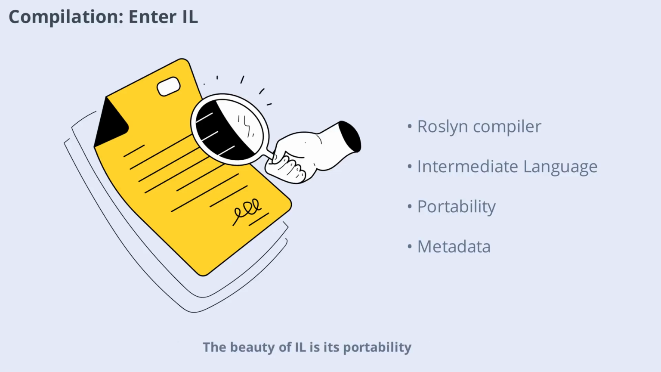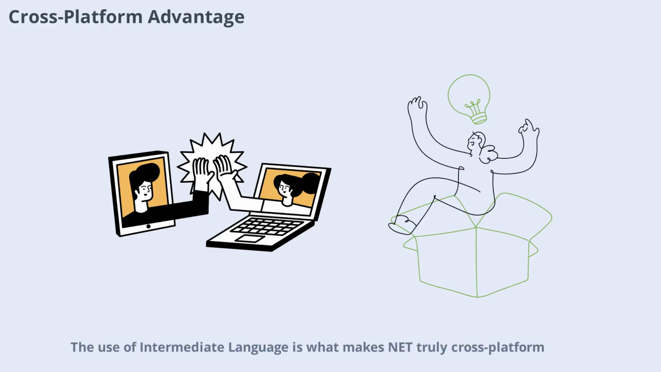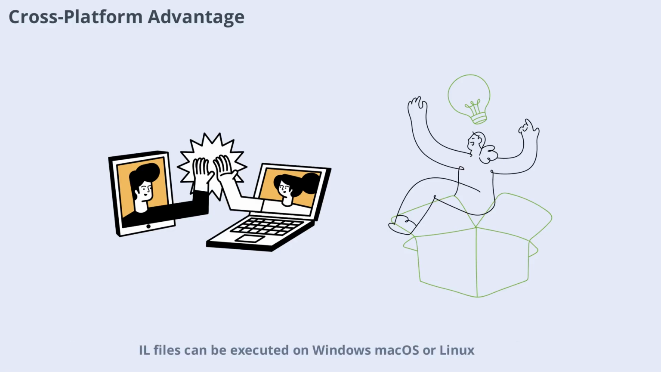The beauty of IL is its portability. The same file can run on many platforms without recompiling. Use of intermediate language is what makes .NET truly cross-platform. IL files can be executed on Windows, macOS, or Linux thanks to the architecture-neutral design. This means developers don't need to rewrite or recompile code for each operating system. Instead, the same IL file adapts to different environments, making .NET practical for real-world multi-platform projects. This flexibility is a major reason why .NET is favored by developers aiming for broad compatibility.